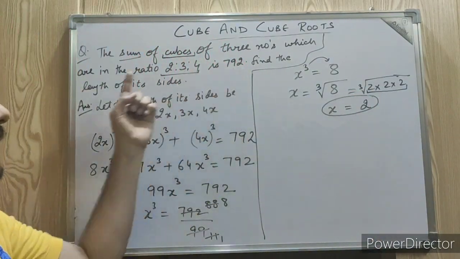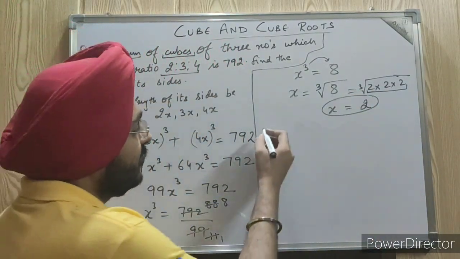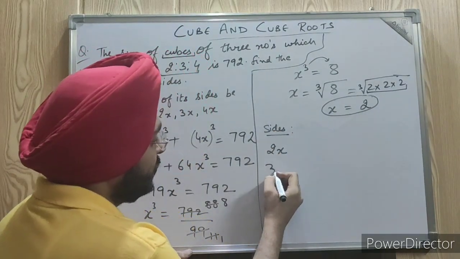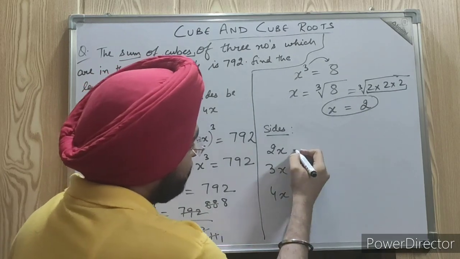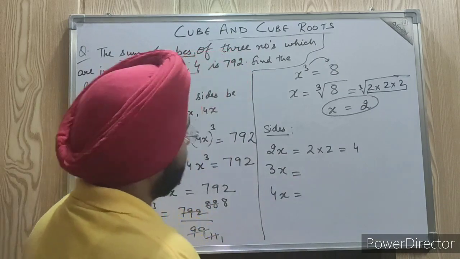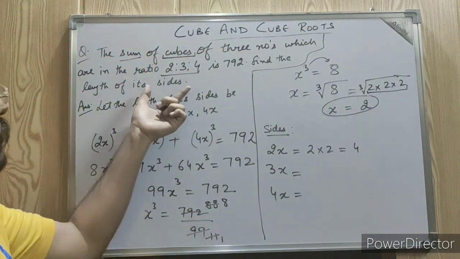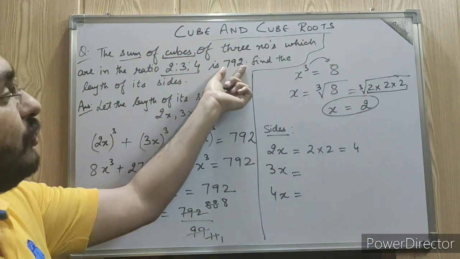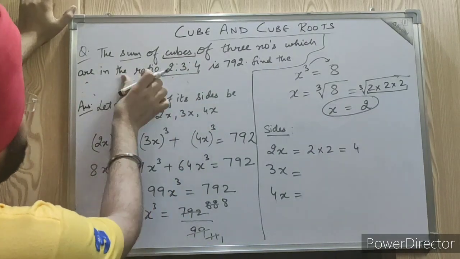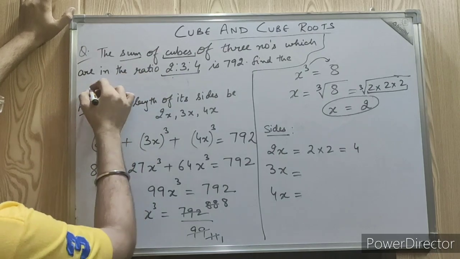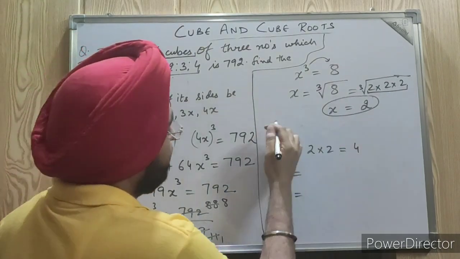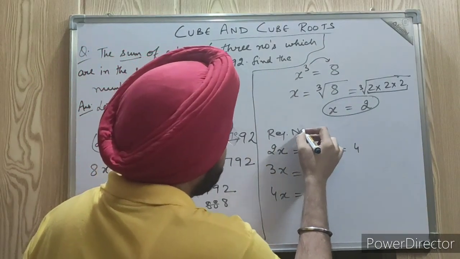But he is saying we have to find the length of its sides. So sides are in this way. First is saying 2x, 3x and 4x. Okay, so 2x we are having 2. So side will be what? So basically we have given just 72 only. Find the length of its side. So we are saying find the numbers. It's not sides, it's numbers only. So I will be writing here required numbers.